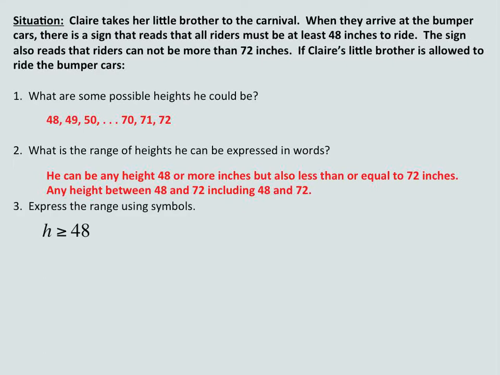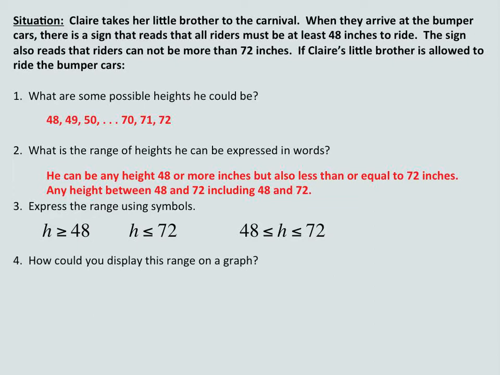Okay, so symbol-wise, his height would be greater than or equal to 48, but his height also has to be less than or equal to 72. So if I was going to combine those two, his height has to be greater than or equal to 48 and also at the same time smaller than or equal to 72. So his height is greater than or equal to 48 and less than or equal to 72. So that fits in that range of 48 to 72.